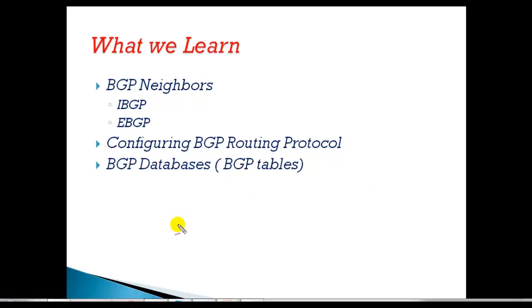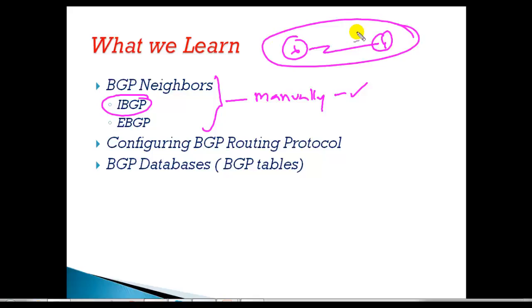So let us quickly revise what we discussed. First we started with BGP neighbors. The main part of BGP neighborship is that the neighborship has to be manually configured. That's the first thing we have seen initially. And we have two types of neighbors. Internal BGP neighbors, if both the routers are in the same AS. And external BGP neighbors, if one router is in one AS and the other router is in a different AS. These two routers are referred to as external BGP neighbors.